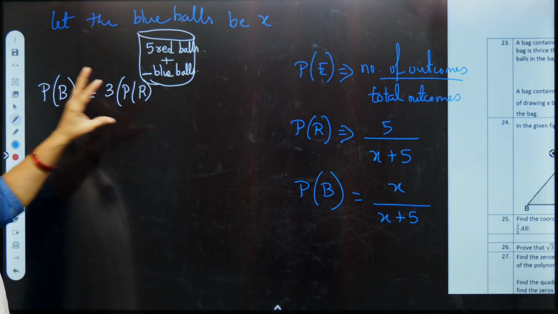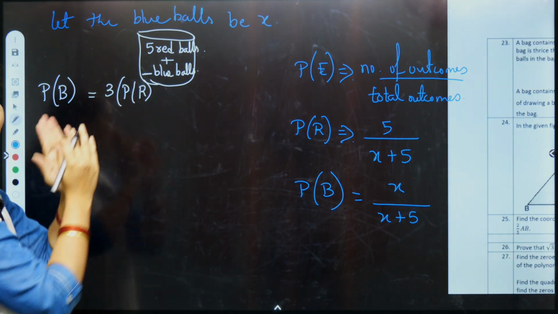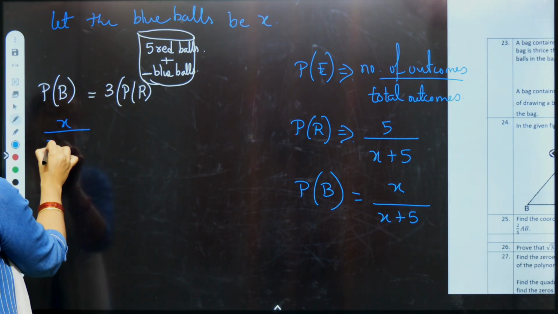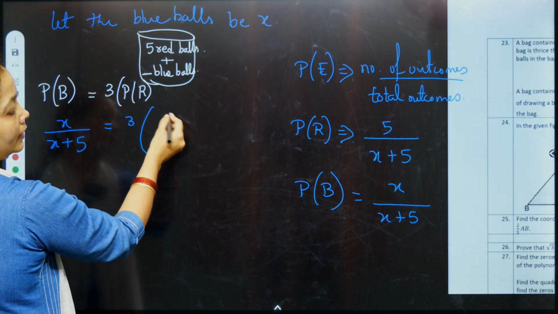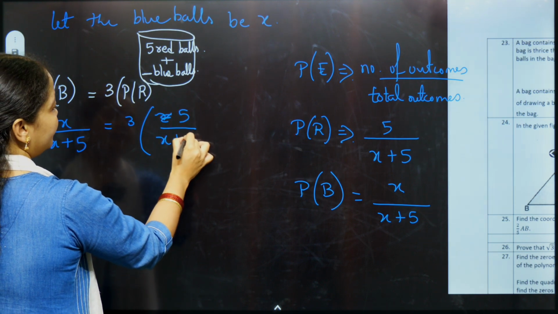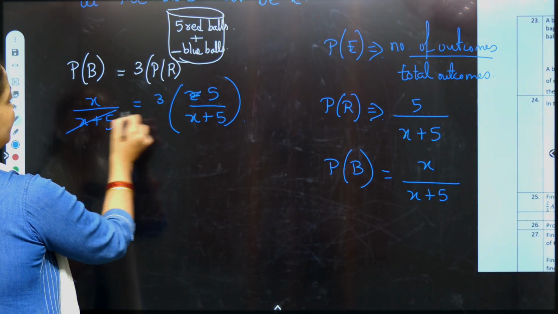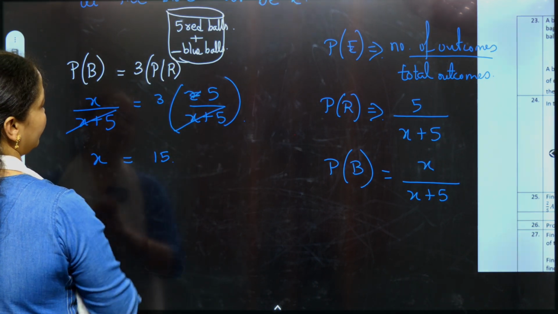Now framing this in an equation, probability of blue is equal to thrice probability of red. Probability of blue is x by x plus 5, which is equal to 3 times 5 by x plus 5. So I can easily cancel the denominators here. So x will be directly equal to 15.